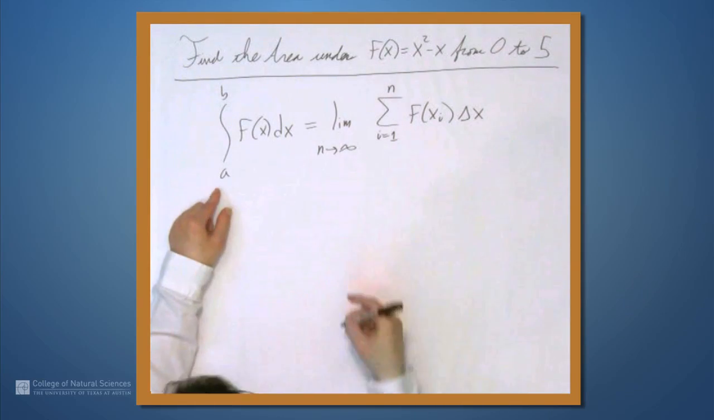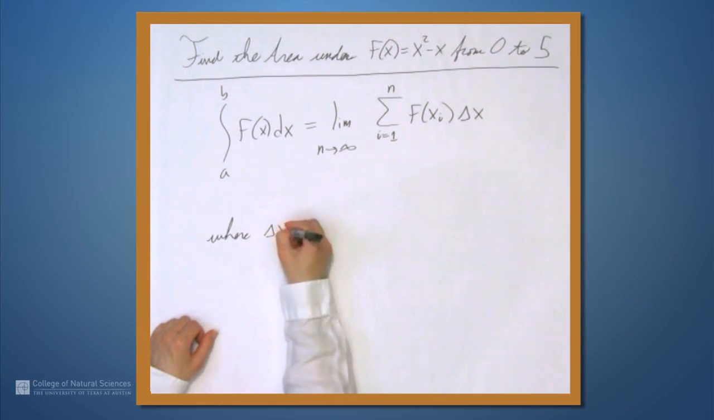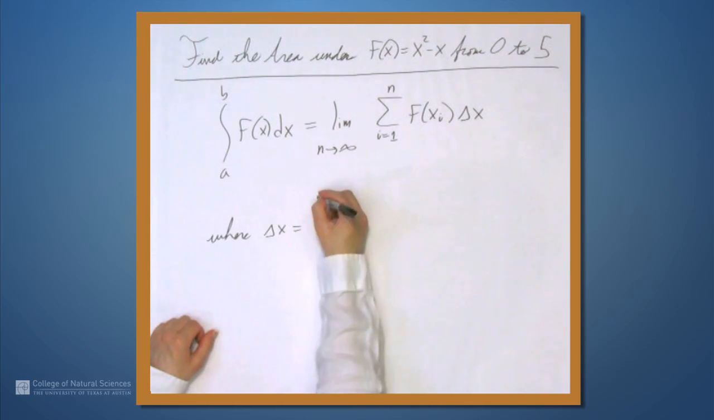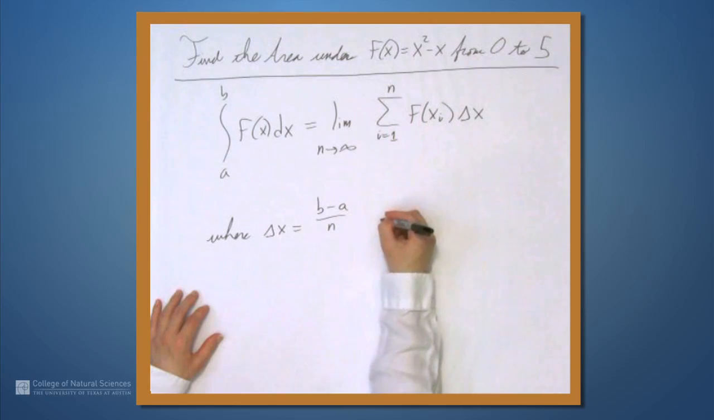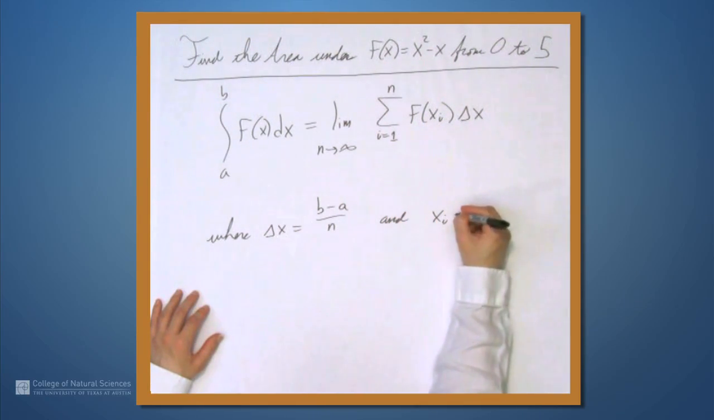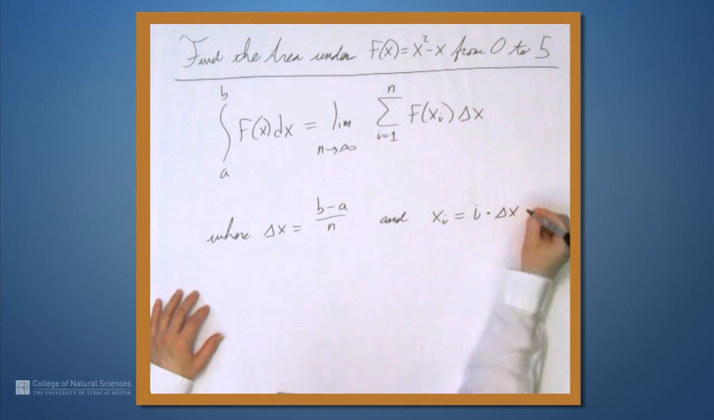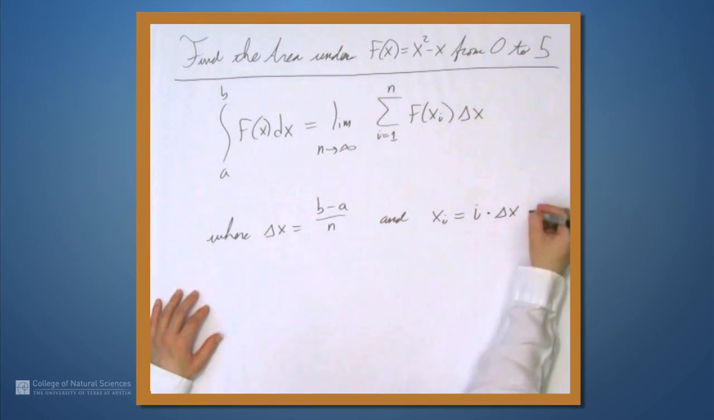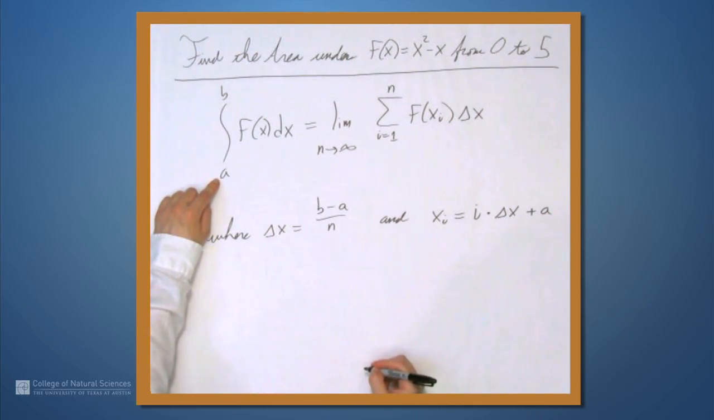Now what is x sub i and delta x? Well, delta x is b minus a over n, and x sub i is i times delta x. We want to start at a, so we need to shift by a.